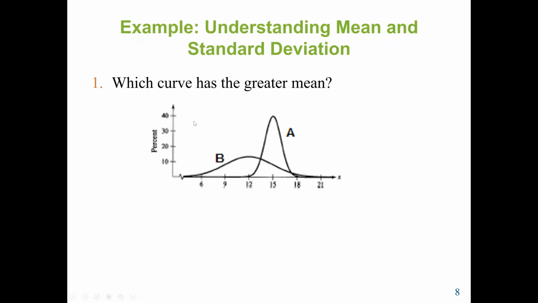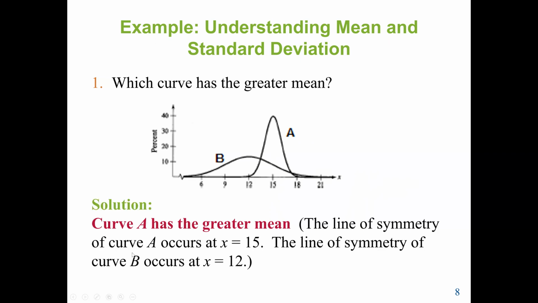So we have an example here. They ask which curve has the greater mean? Again, from the x-axis, we can see that curve A's mean center is 15, curve B is 12. So curve A has the greater mean. The line of symmetry of curve A occurs at x equal to 15, and the line of symmetry of curve B occurs at x equal to 12.